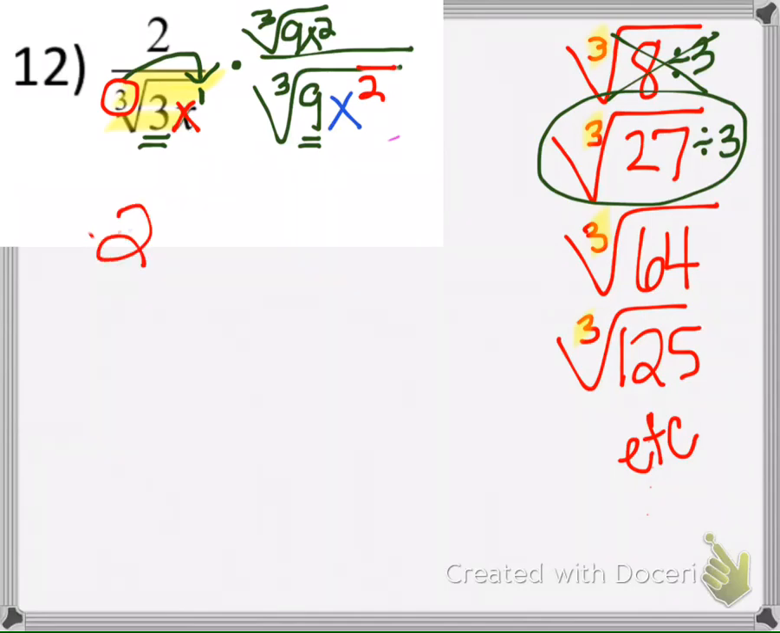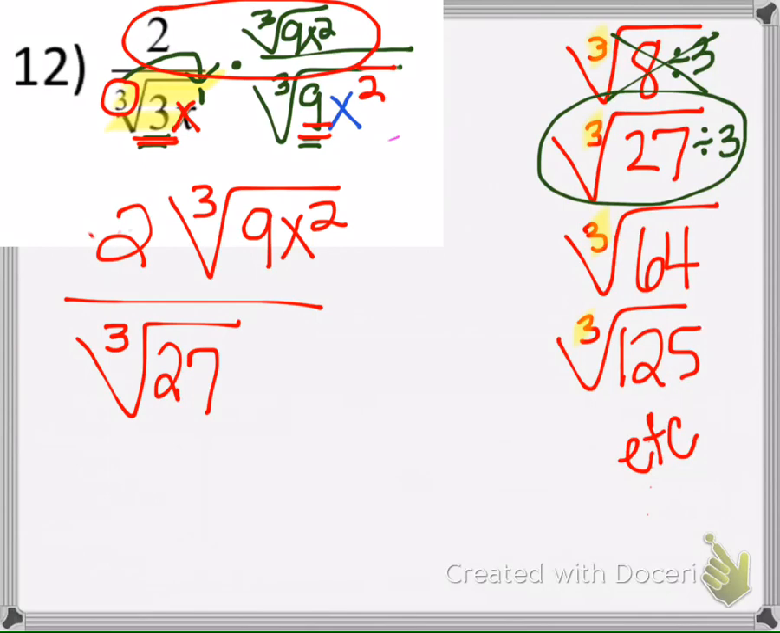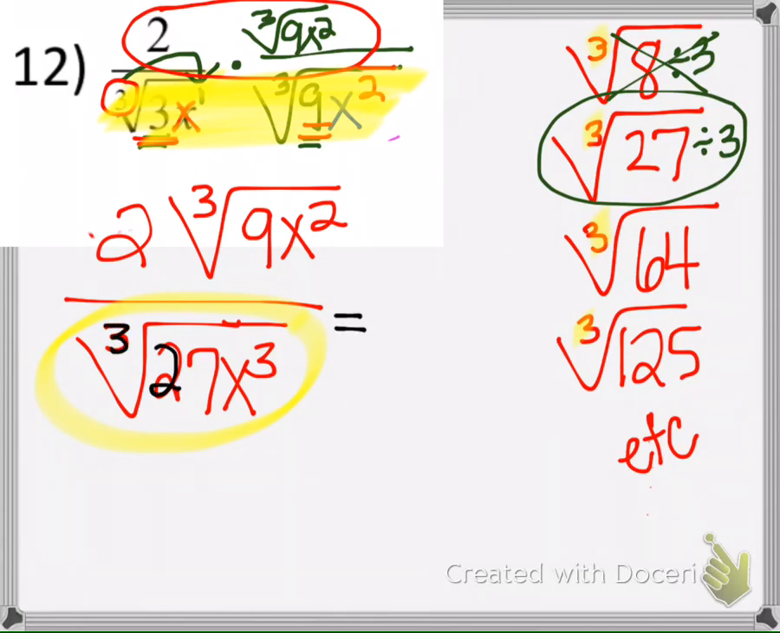So now I'm going to multiply straight across. 2 times 3, or the cube root of 9x squared. And then we have the cube root of 3 times 9 is 27. And if I have an x and then I have 2 more, that's x cubed. Now the whole purpose of doing this is so that now the radical will be gone, because the cube root of 27 is 3, and 3 goes into 3 once.